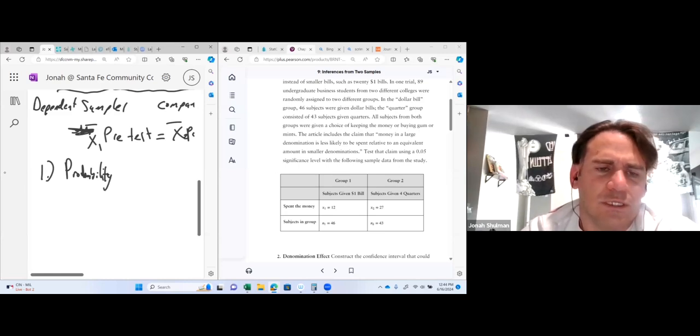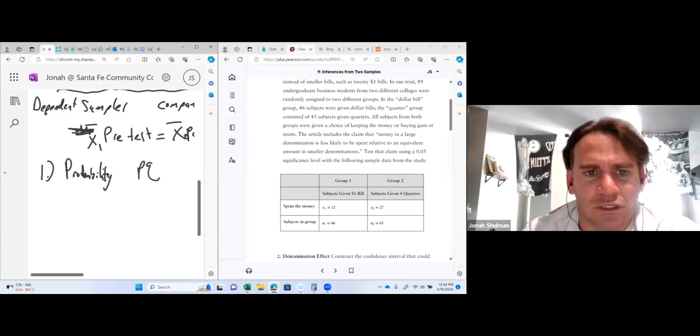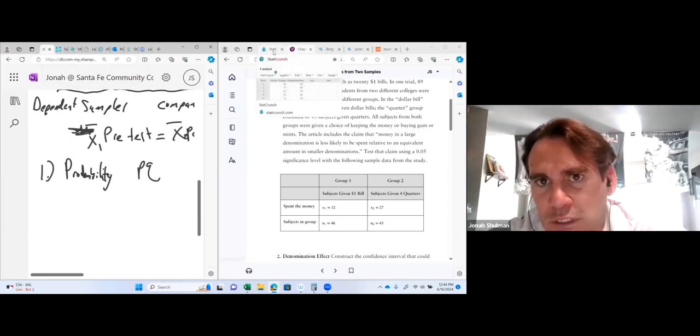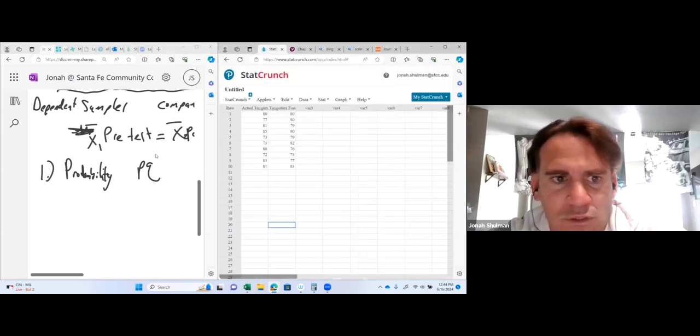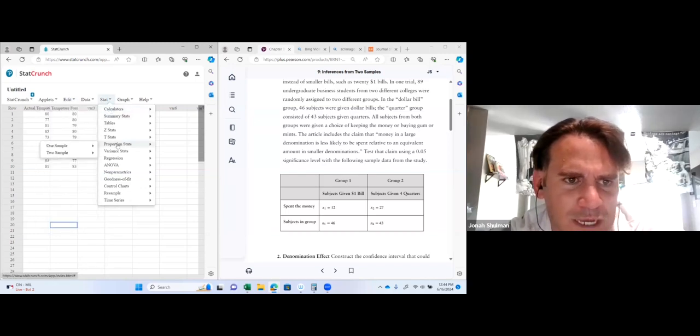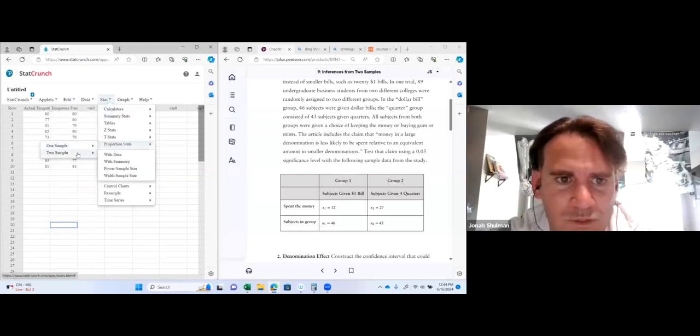So basically, it's that crazy formula with the P and the Q, right? We're going to use the binomial piece. Usually we did this with one sample, but now we have two. So let's use StatCrunch to do it. Here's StatCrunch. I'll put it on the side. I'm going to go to Stats, Proportion Stats. Not one sample, we got two.